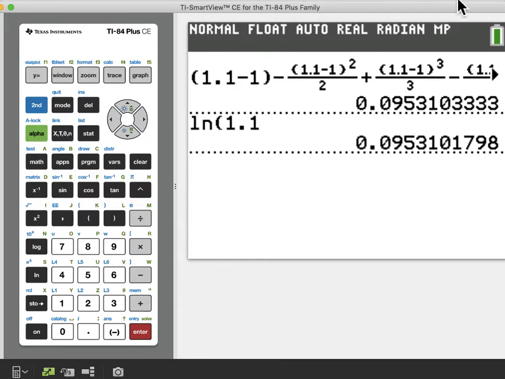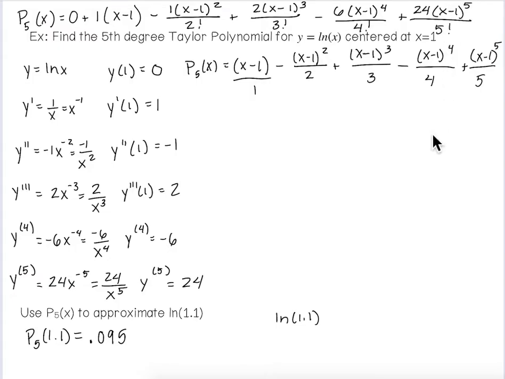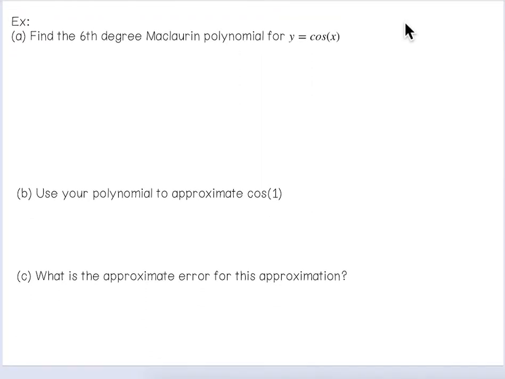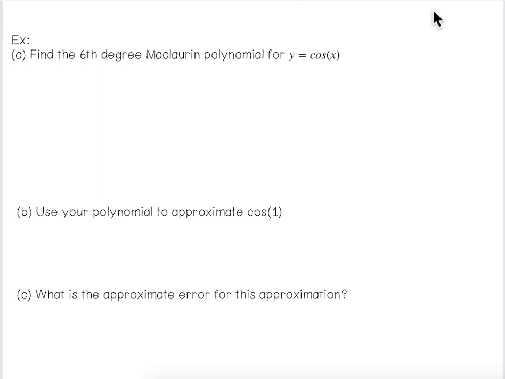So we're going to do one more problem here. This problem's going to have 3 parts to it. We're going to look at a Maclaurin series. We're going to find a 6th-degree Maclaurin series for cosine of x. We're going to use that polynomial to approximate cosine of 1, and then we're going to find the error between our approximation and the actual value.